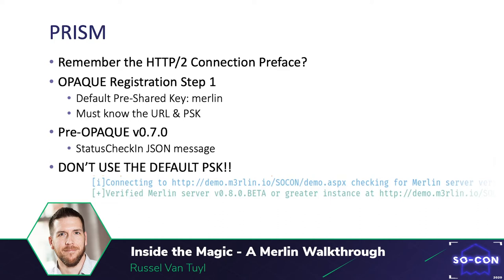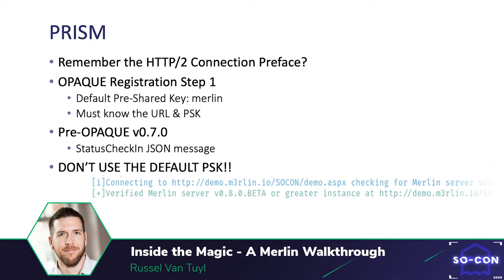The Prism application can be used to fingerprint a Merlin server using the default pre-shared key by completing the first step of opaque authentication. If the target server is using Merlin and is using the Merlin pre-shared key, then Prism will be able to decrypt and decode traffic, validating what's going on. In order for this to work, you must know both the URL and the pre-shared key. The reason is that if you send traffic to Merlin and you don't know the correct URL, it will just respond with a 404.